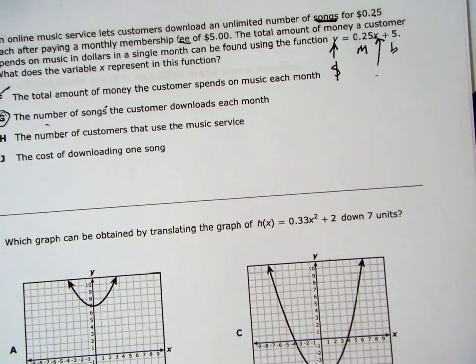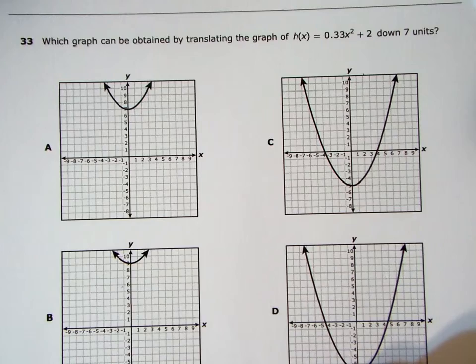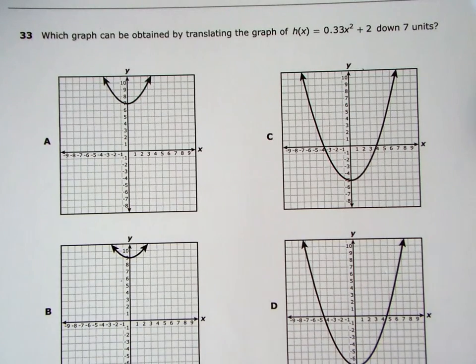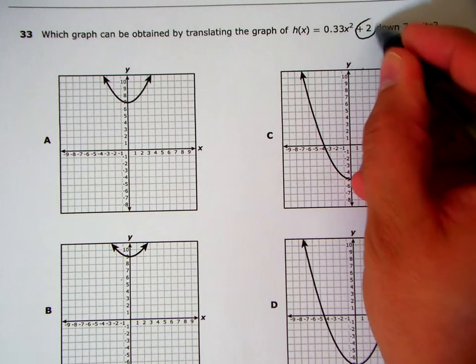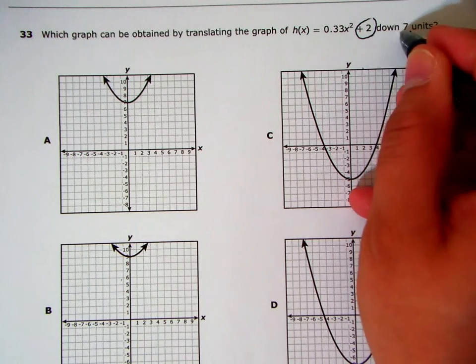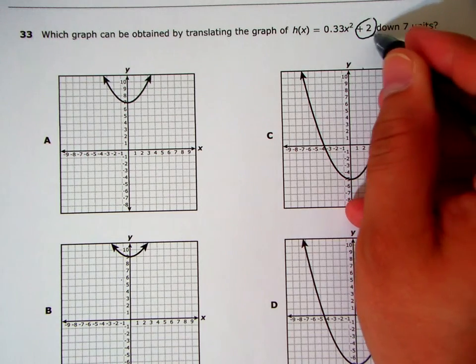Alright. And then, which graph can be obtained by translating the graph down 7 units? Down 7 units. On the last 2013, there was one that said up 4 units. Remember, if you want to move a function down or up, all you have to do is change this number here. If it's down, subtract by 7. If it's up, add 7, right, to the y-intercept.